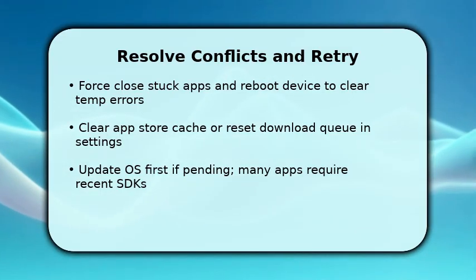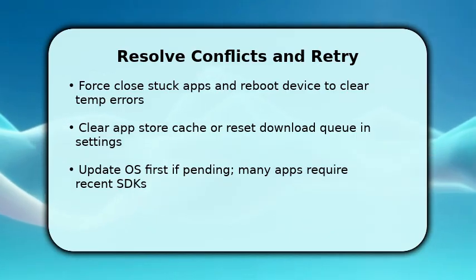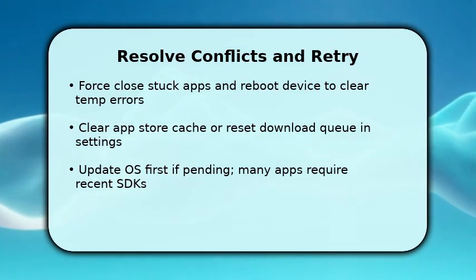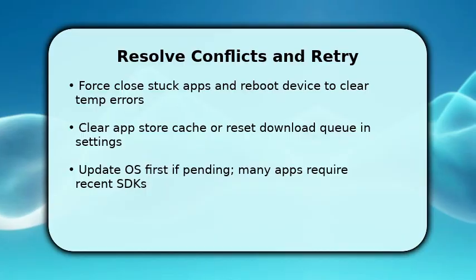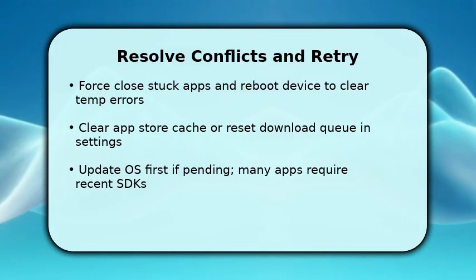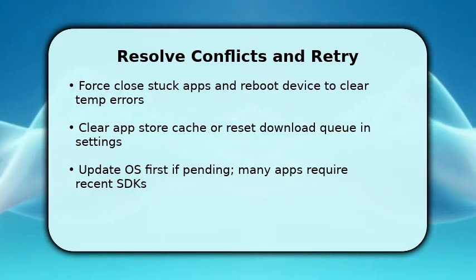Next, clear the App Store's cache or reset the download queue from settings so corrupted entries drop. If the operating system has an available update, install that first because many app updates rely on newer system libraries. After these fixes, retry updating the same apps you started earlier.